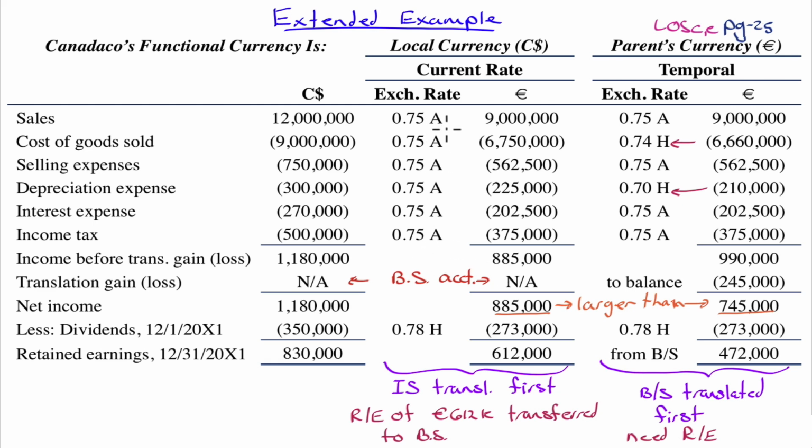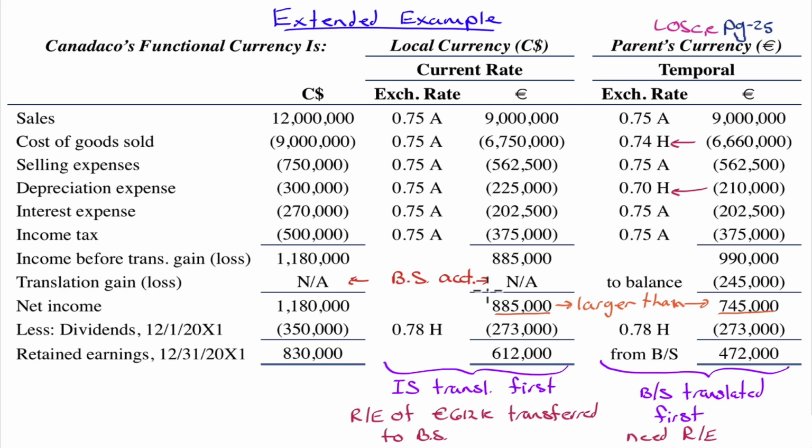So it's 0.75. It's the average rate for the year. Recall now, I made a point of saying we have an average rate for the year, and then we have an average rate for inventory for the year. This is the average rate for the year. Even cost of goods sold is the average rate for the year. We don't even have to think. Current rate, everything. Done. Period. So we get to 885.